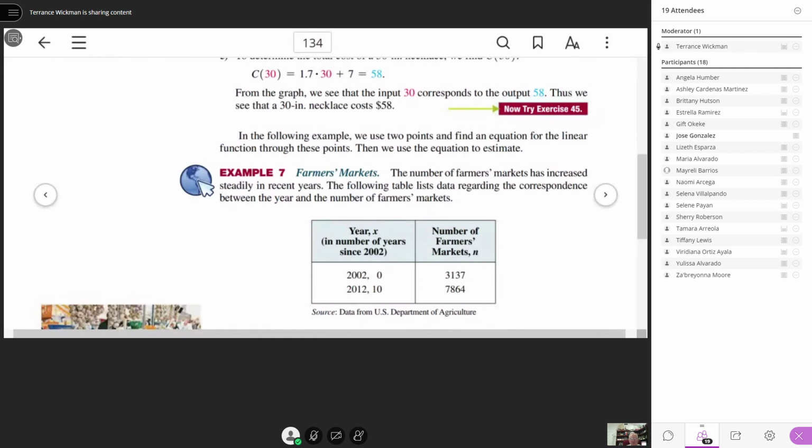Farmers market has increased steadily in recent years. It's a table of what the costs have been, the number of farmers in the market. So it says in 2002, there's a 0 and 3137 that correlates to it. In 2012, they have a 10 that correlates to it in 7864.